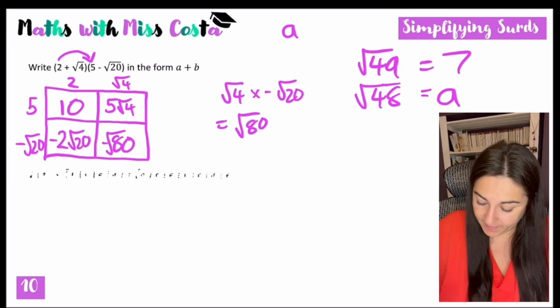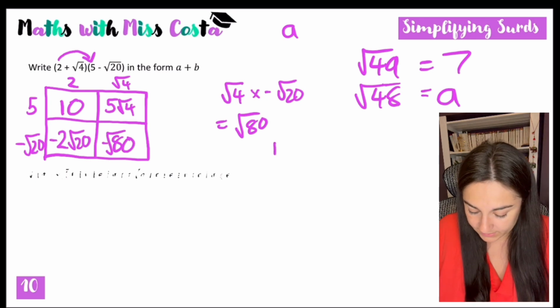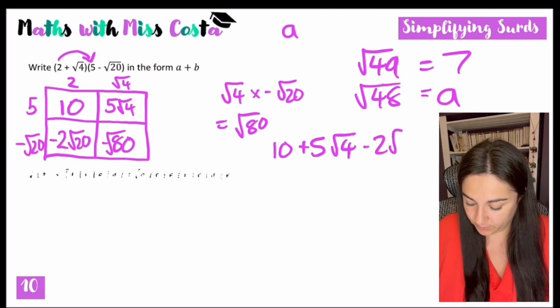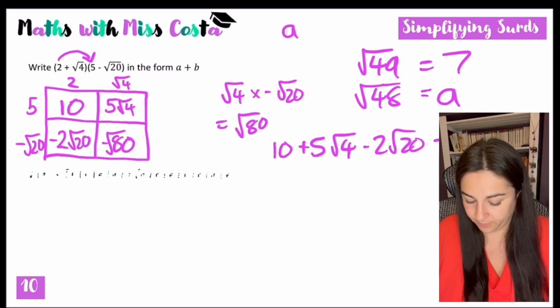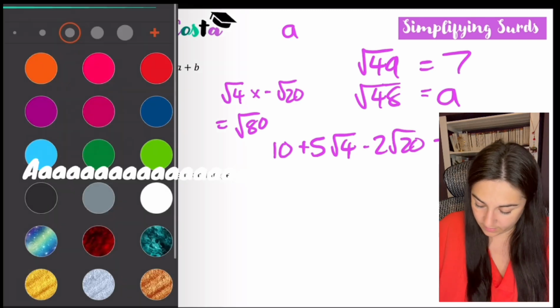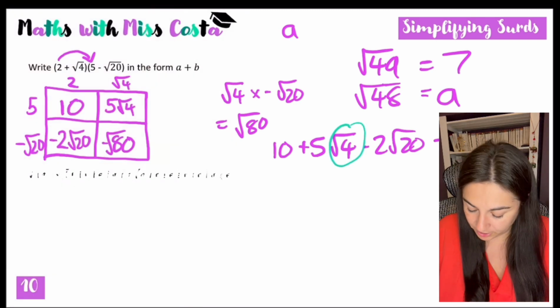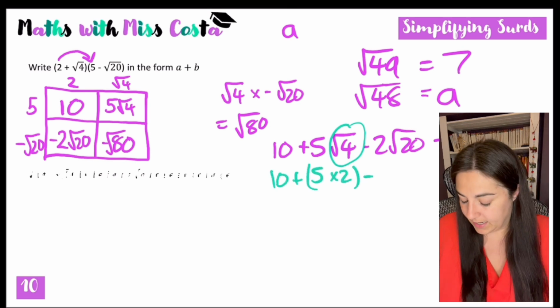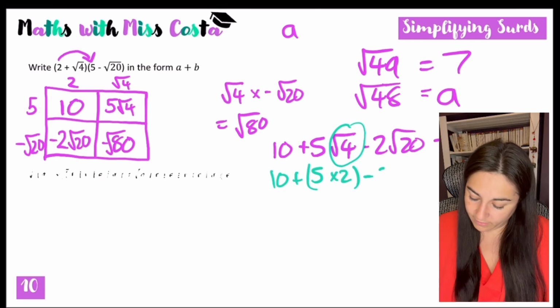So let's write that out. We've got 10 plus 5 root 4, take 2 root 20, take root 80. Let's see what we can simplify from here. Root 4 is the same as 2, so that's just 5 times 2. So I've got 10 plus 5 times 2, and then here I've got root 20.